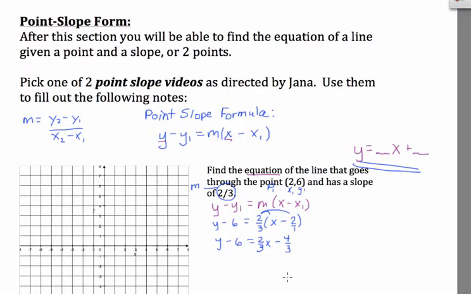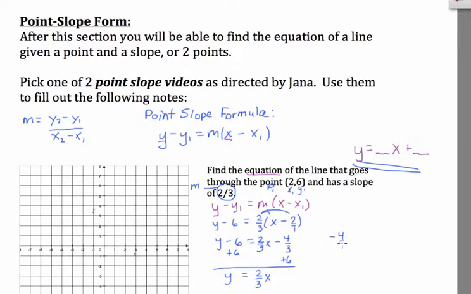We're almost there. Remember, we want y equals something x plus something. We've got to get rid of this -6. So we'll add it to both sides. y, this is gone, equals 2/3 x. And now we have to do this arithmetic. You could use a calculator to help you. I'm just going to do it by hand.